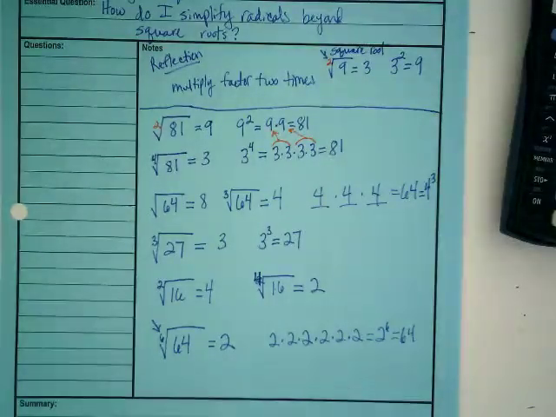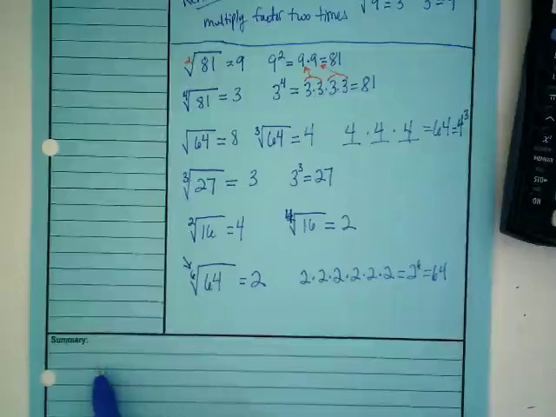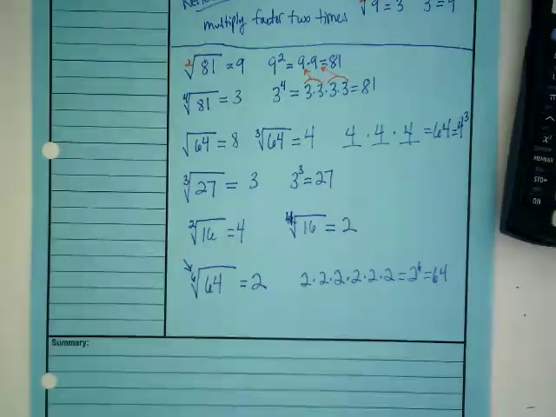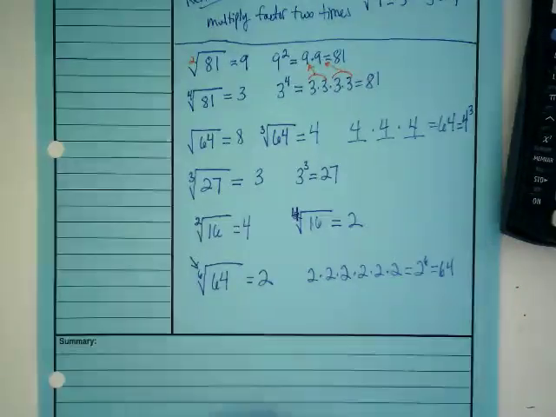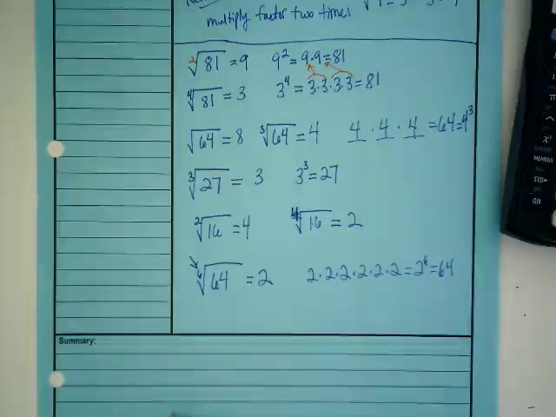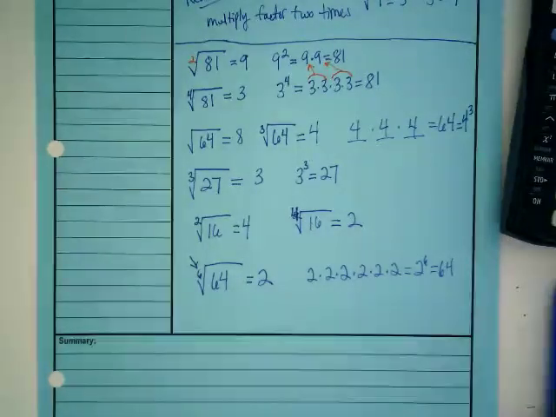Okay, we're going to pause here. I would like you to come down to the summary section and look back up at our objective and look at the essential question. And I want you to write a summary of what you've discovered about roots, which are also called radicals, and put your thoughts of a summary down here. How do I simplify radicals beyond square roots? Okay, so let's take the last few minutes before we clean up to write a summary in your own words.